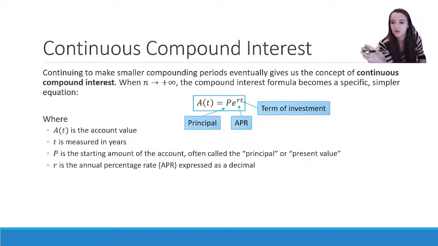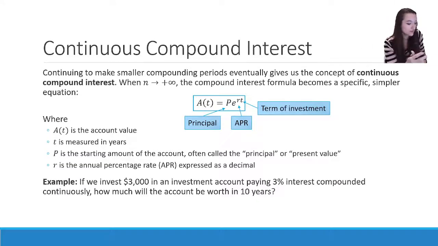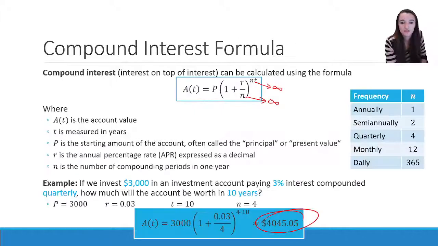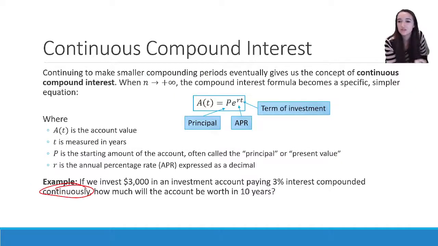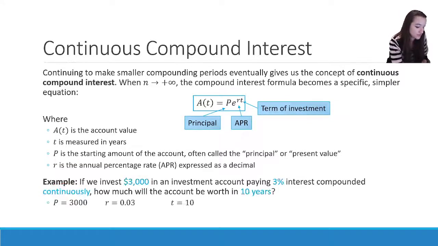It's 2.718, etc. So if we invest $3,000 in an investment account, paying 3% interest compounded continuously this time, how much will the account be worth in 10 years? Notice that this is the same question as before. The only thing that's changed is instead of saying quarterly, it's saying continuously. For every other one of these frequencies, we would use the compound interest formula. But if it says continuously instead, we use the continuous compound interest formula. So it's all the same information. We just don't have an n anymore.